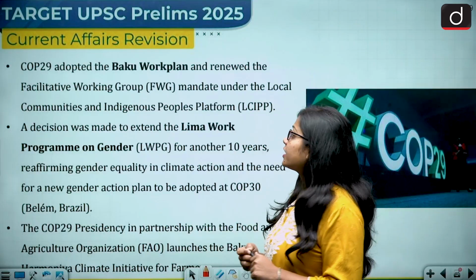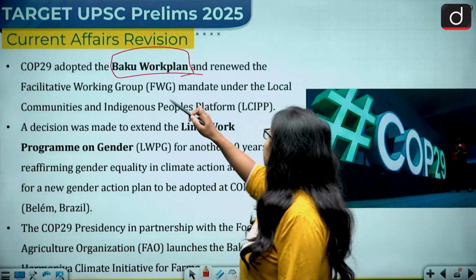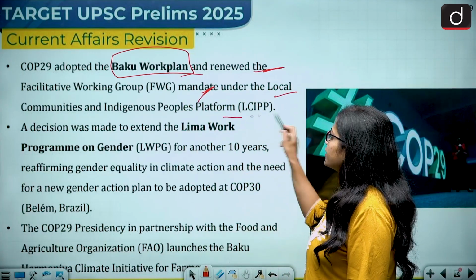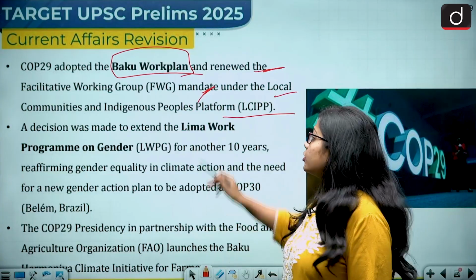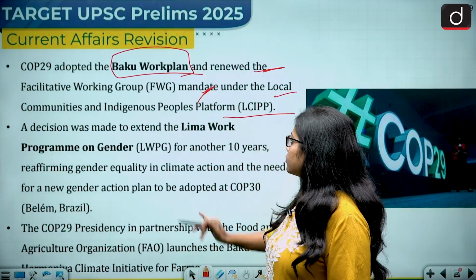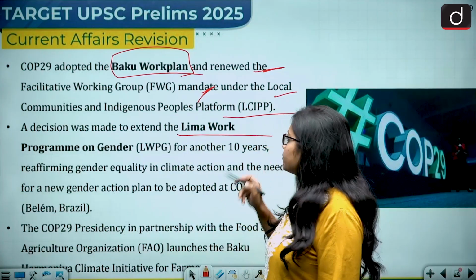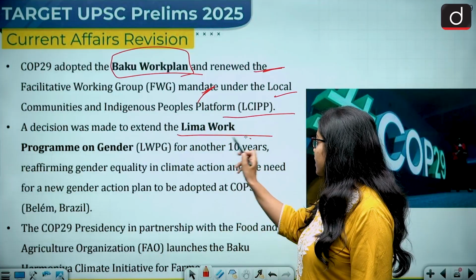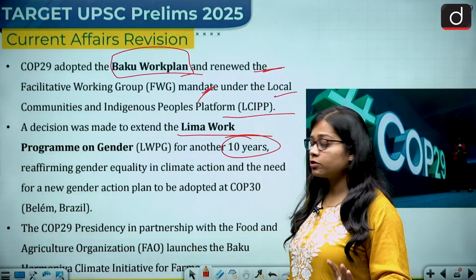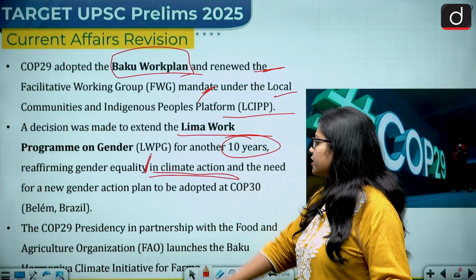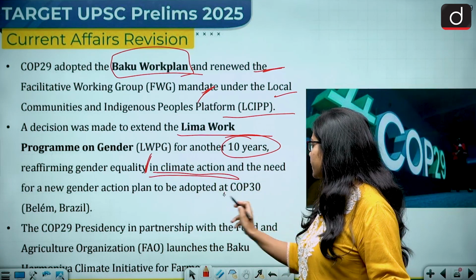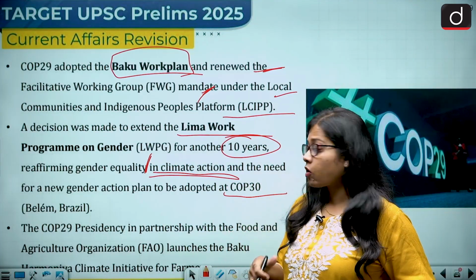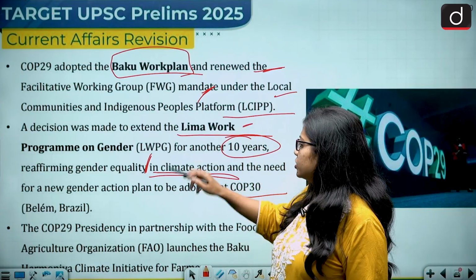Now at COP29, they adopted the Baku work plan and renewed the facilitative working group mandate under the Local Communities and Indigenous Peoples Platform. So the Baku work plan was adopted. A decision was also made to extend the Lima work program on gender for another 10 years. This talks about gender equality in climate action and the need for a new gender action plan to be adopted at COP30, which is meant to take place in Brazil. So, the Lima work program on gender.